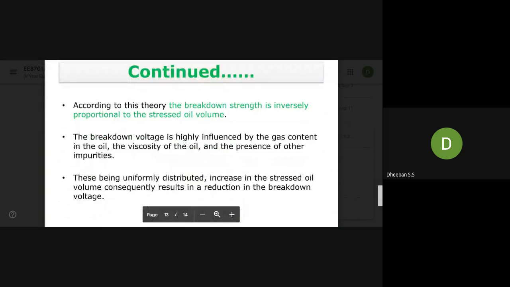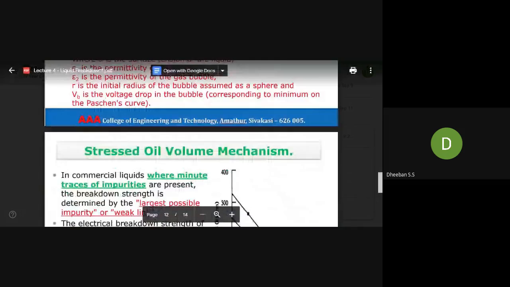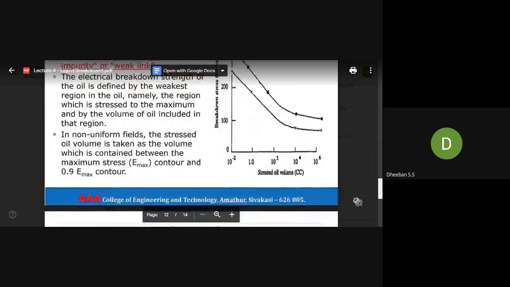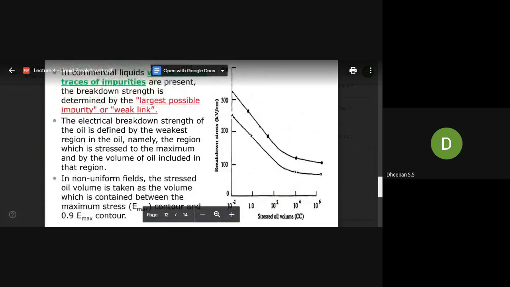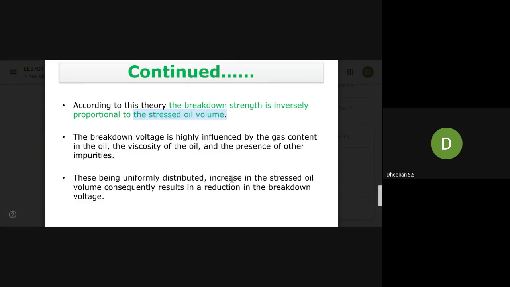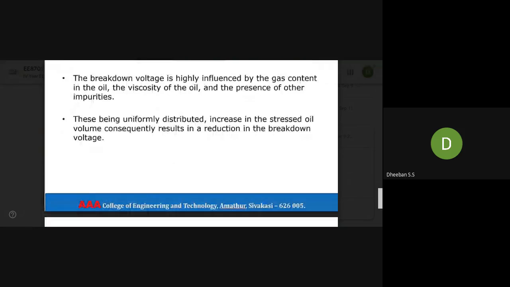According to this theory, the breakdown strength is inversely proportional to your stressed oil volume. This you can infer from your graph. As the breakdown stress decreases, your stressed oil volume increases. Stressed oil volume is nothing but the volume of your suspended particles. For example, in oil, the breakdown voltage is highly influenced by the gas content in the oil. This being uniformly distributed, increases in stressed oil volume consequently result in a reduction in the breakdown. To minimize the breakdown, the oil volume has to be equally or uniformly distributed.